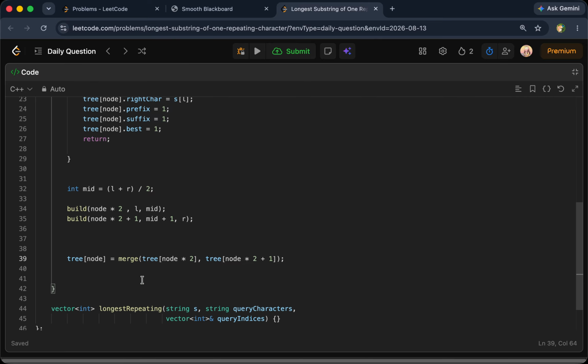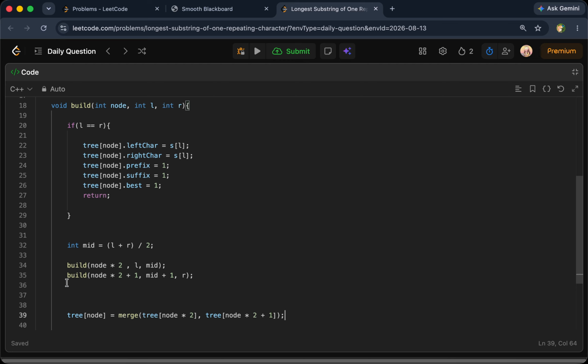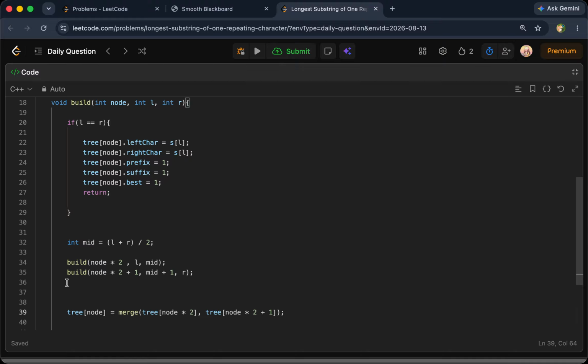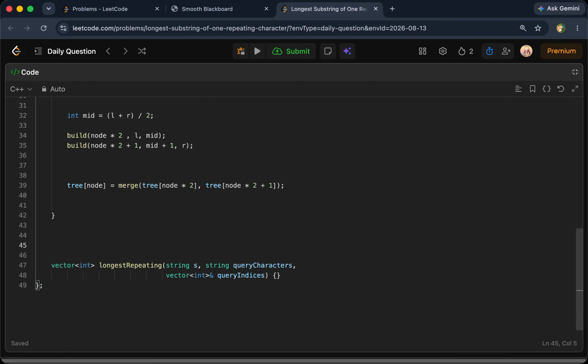Do not memorize this yet. Just remember the flow. Build: this is one category, yes, store information; no, split into two halves. Build left, build right, and merge them. Okay. Now we already know merge has to combine the left node and right node into the parent. Now the function of merge. I think I have to write it here.